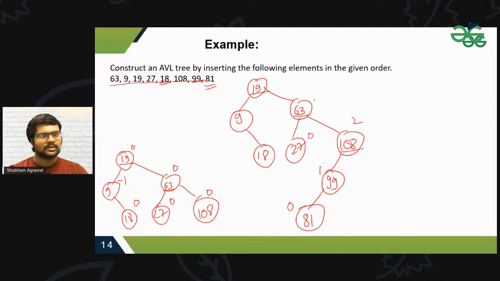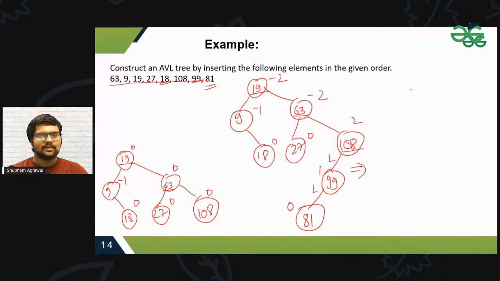Then we have 0, minus 1, and here the path length is 4, and here it is 2, so it will be minus 2. Okay, so as you can see, there are 3 nodes that are unbalanced, so we have to perform the rotation here. So 81 is inserted, so we will go upwards and see the first unbalanced node, so it is 108. So here we can see that LL rotation is needed, so we will perform the LL rotation here.